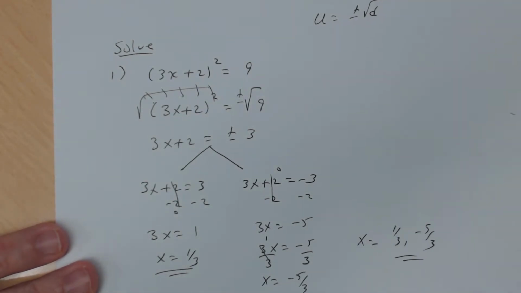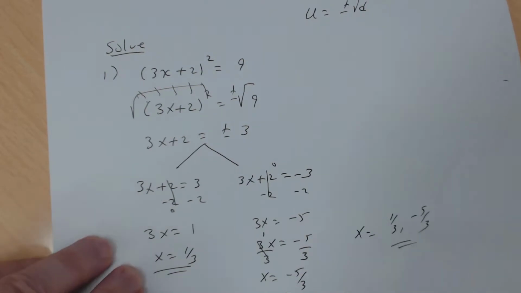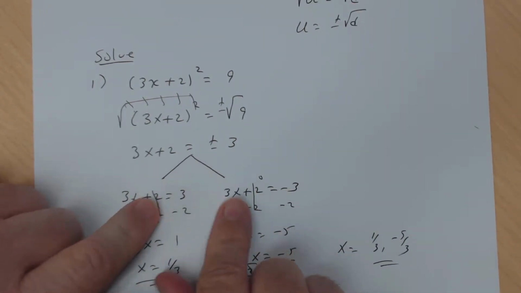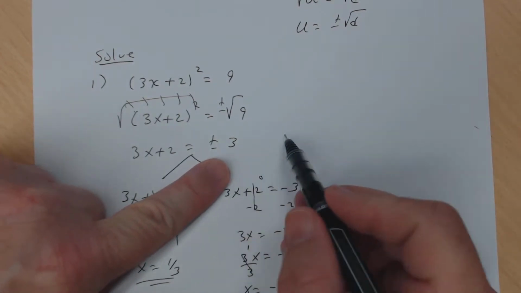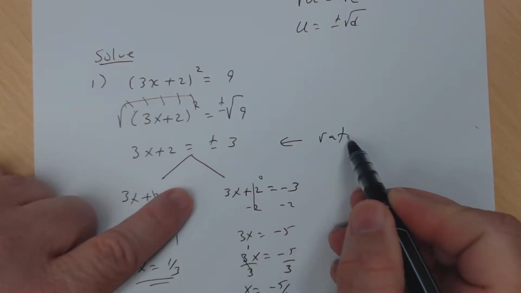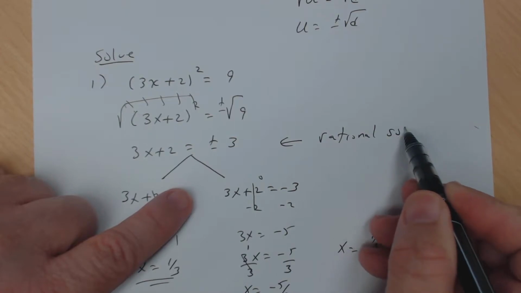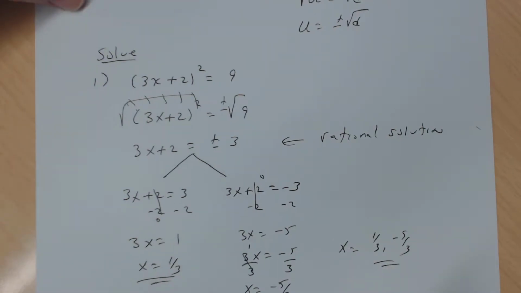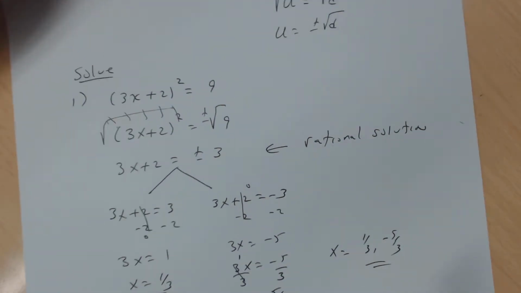All right, number 2. Now remember, we split it apart. If you need to go back to your previous course, we split it apart because these were going to be rational solutions. Notice I ended up with solutions being rational numbers. That's what that means.